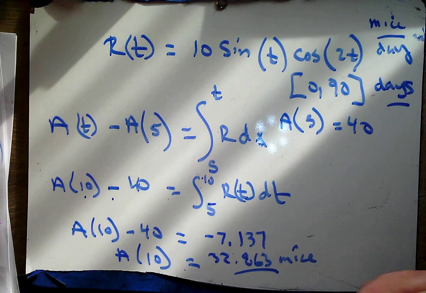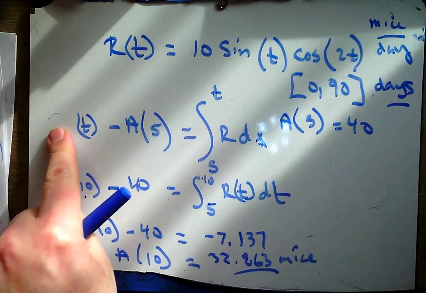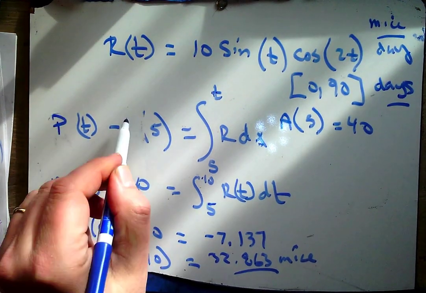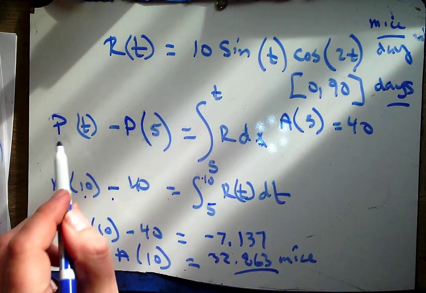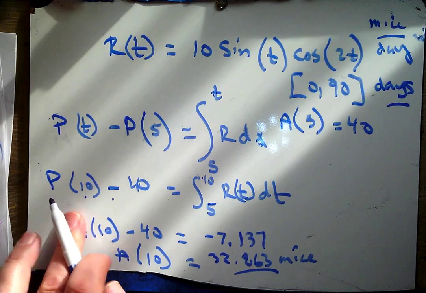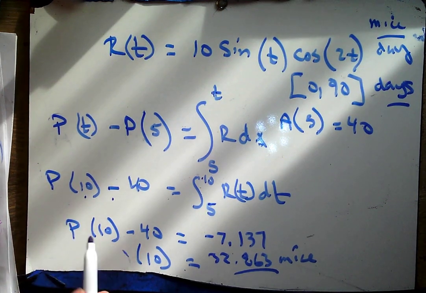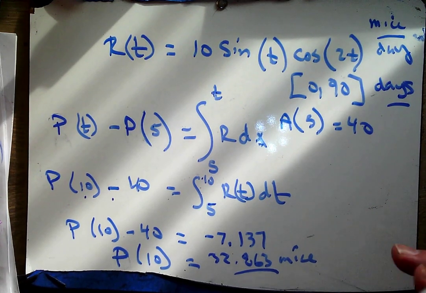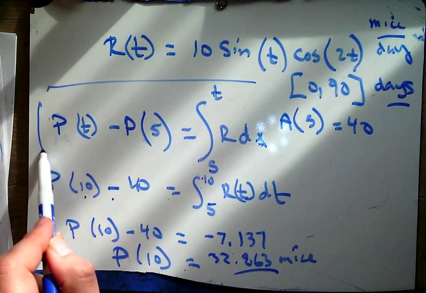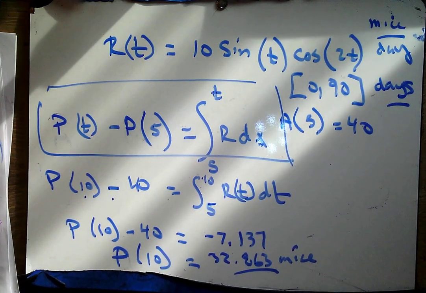Okay, so that's part A. Part B says, let P of t represent the number of mice after t days. P of t, P of 5. This is the number of mice function, what I was calling an amount function. Use an integral to express P as a function of t. Oh, we did that already. Here you go. That's part B.